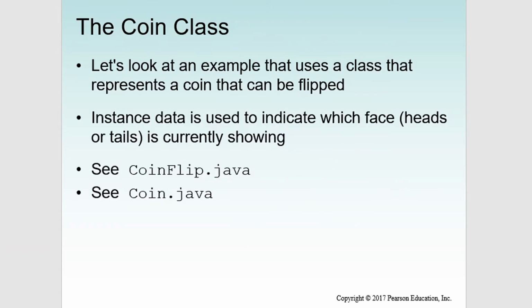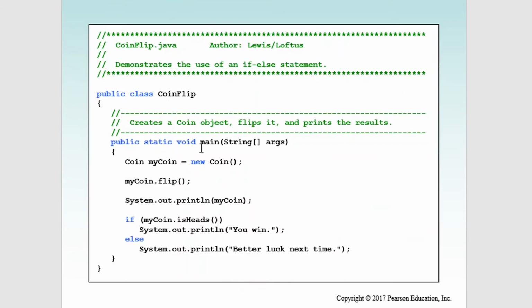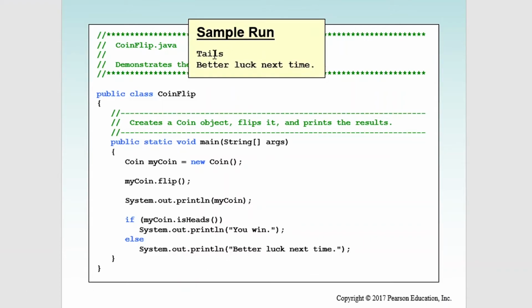The coin class. Let's look at an example that uses a class that represents a coin that can be flipped. Instance data is used to indicate which face, heads or tails, is currently showing. See CoinFlip.java and Coin.java. So here's CoinFlip. This is the driver class. They instantiate an object of their coin class. They flip the coin object. They output the coin object. They invoke the method isHeads. And if it's heads, they print out you win. If it's not heads, they print out better luck next time. And here's the sample run. They print out that it's tails and print out better luck next time.